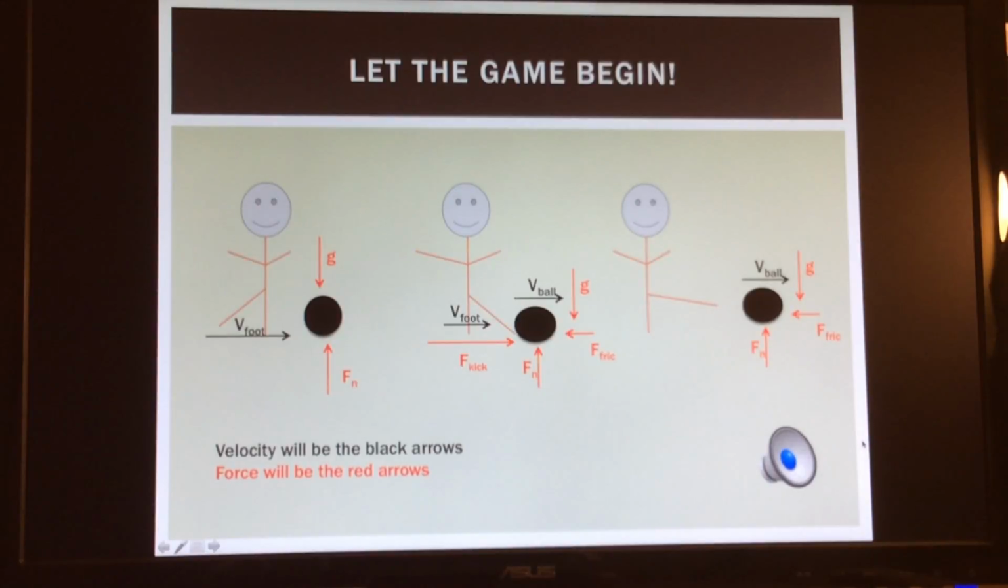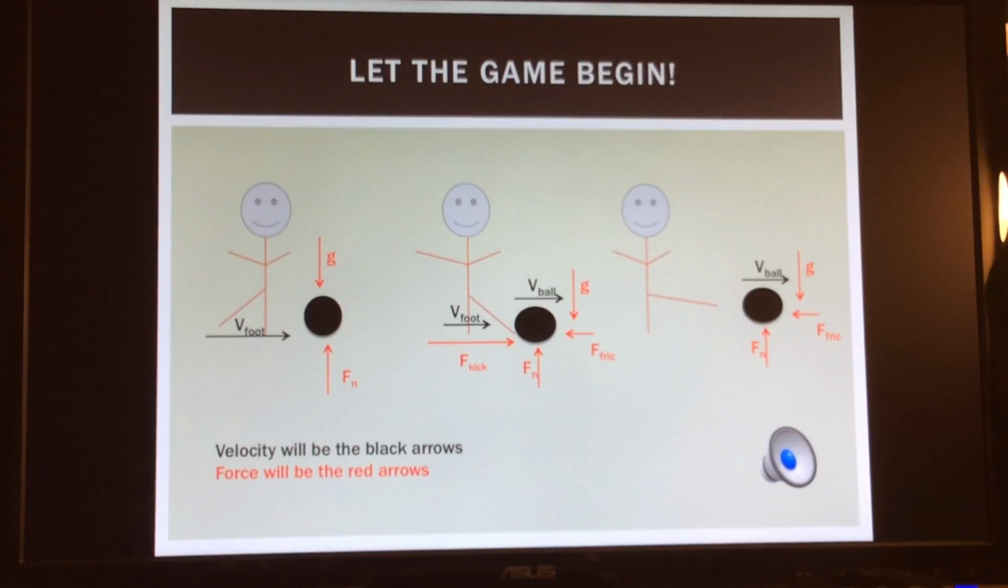Okay, so at this point the game has officially begun, and as you can see I have drawn 3 stick figures, and these stick figures represent one player who is kicking the ball from the center field and starting the game. The black arrows, as I indicated on the slide, represent the velocity, while the red arrows represent the force.